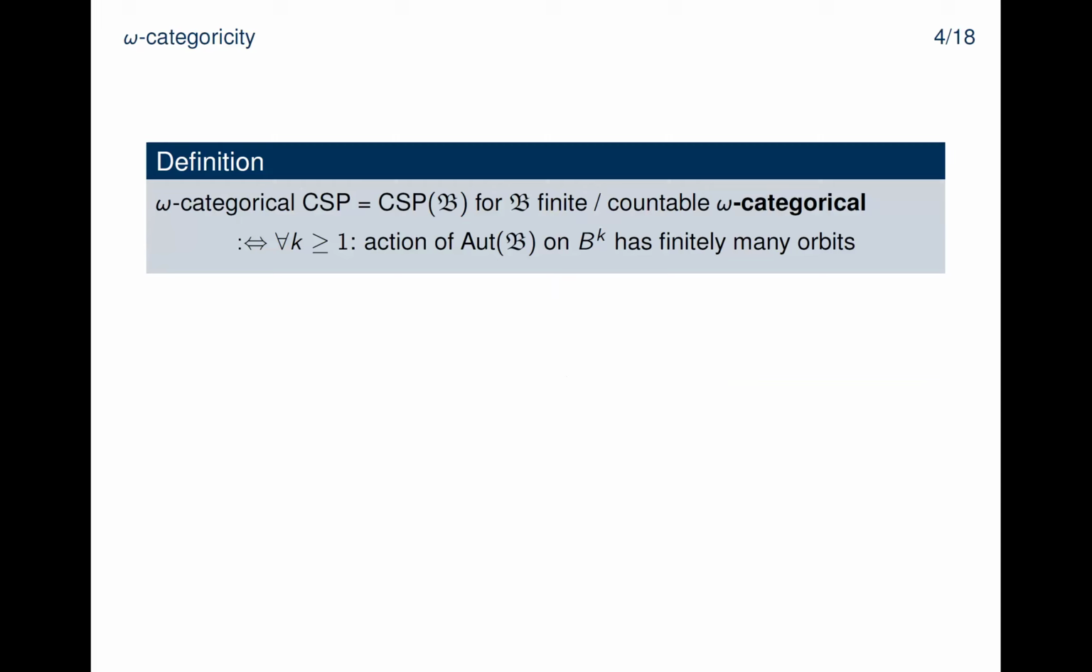Now let me get to omega-categorical CSPs. So I'm still somehow in the story part of my talk. So omega-categorical CSPs, what is omega-categoricity? And what is an omega-categorical CSP? An omega-categorical CSP is the CSP of a finite structure or a countable structure that is omega-categorical.